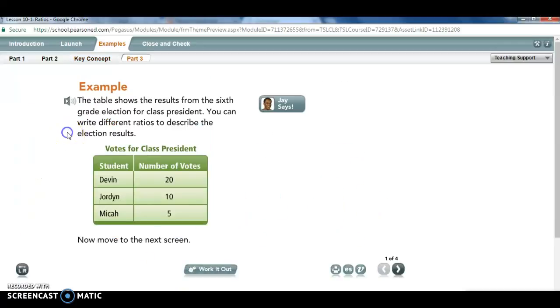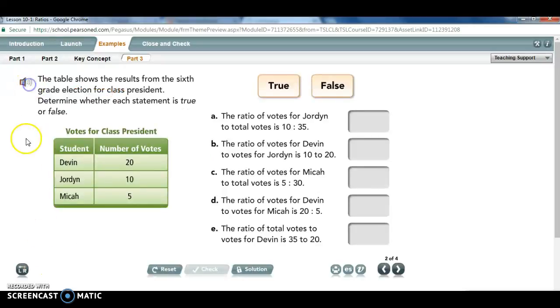Moving on to our last part. The table shows the results from the 6th grade election for class president. You can write different ratios to describe the election results. The table shows the results from the 6th grade election for class president. Determine whether each statement is true or false. So the ratio of votes for Jordan to total votes is 10 to 35. Is this true or false?